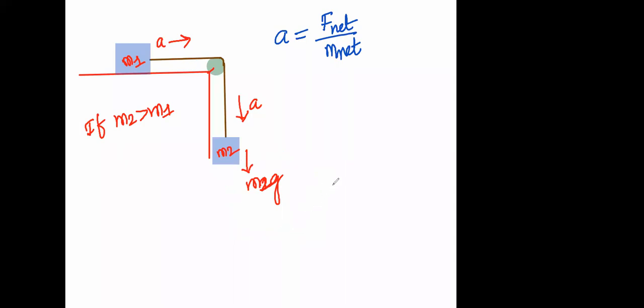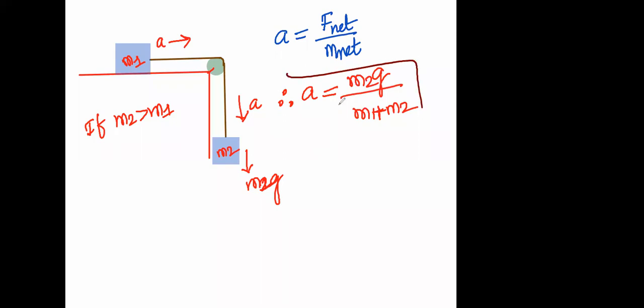The second block is not moving up. This first block of mass M1 is not moving up or down. That's why we don't count it in the case of net force. Therefore, acceleration is equal to net force, which is M2G, divided by net mass, which is M1 plus M2. Net force is taken as M2G. Net mass is taken as M1 plus M2. Therefore, this is the acceleration.